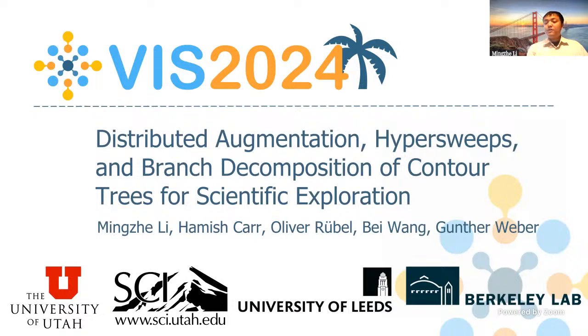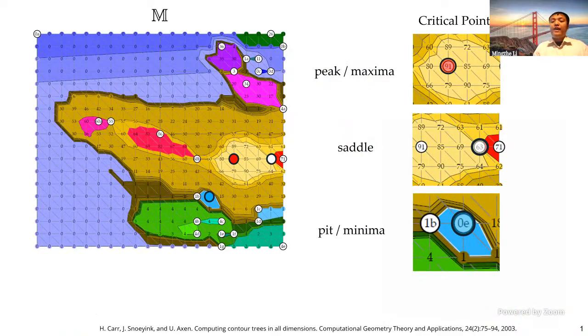So here is a contour map from Vancouver. The values in the map denote the height, and letters denote the locations or vertices of the underlying mesh. In this contour map, we can see peaks, saddles, and pits. In scalar field topology, they correspond to local maxima, saddles, and minima. We show an example for each type of critical point on the right.